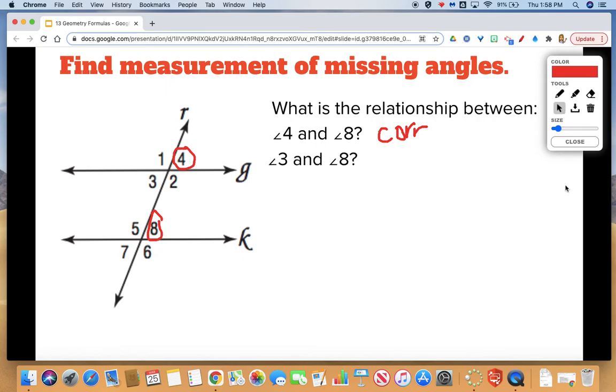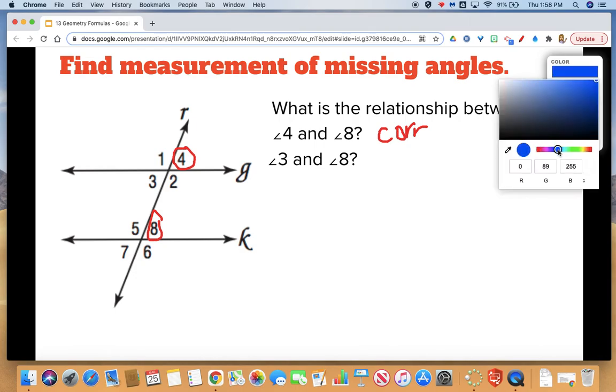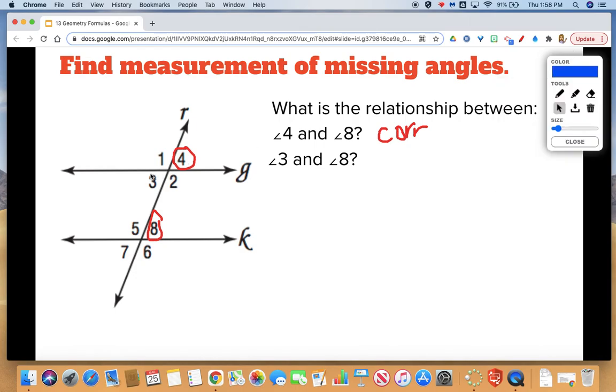So those are corresponding. I'm just going to abbreviate for time. What's the relationship between angle 3 and angle 8? If I search for angle 3 and 8, I see that they are both on the inside of the parallel lines, but on opposite sides. So we call that alternate interior because they're inside the parallel lines, but on alternate sides.